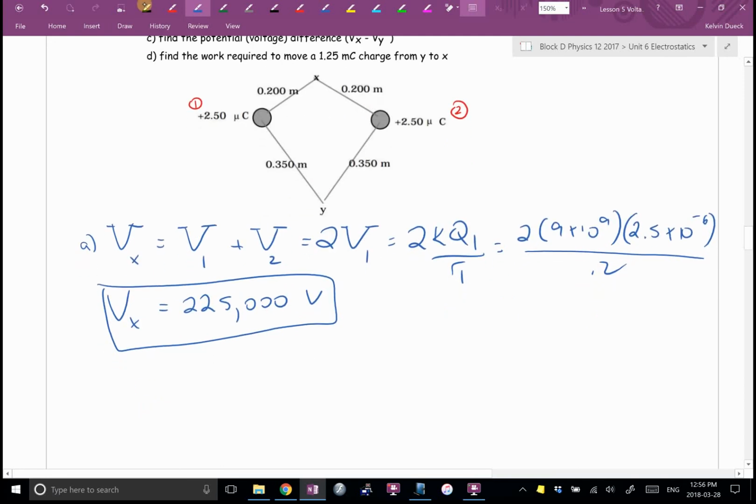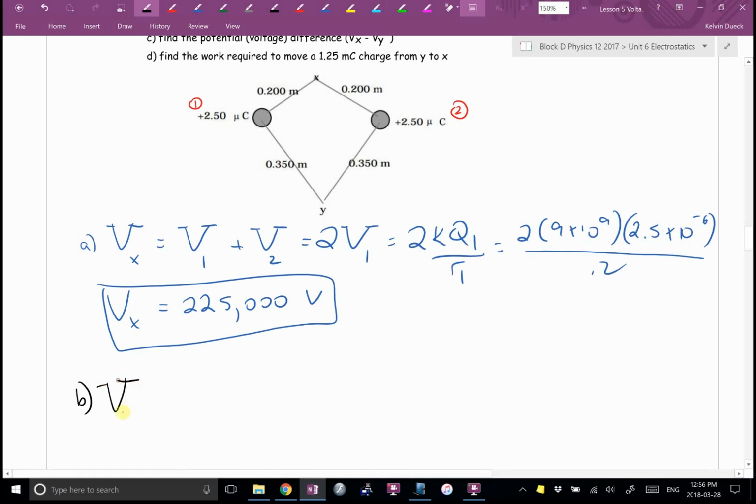Mitra, what does B want me to find? Potential at point Y. I think I can walk through exactly the same procedure because both distances are identical and both charges are identical. If they weren't, I would find each one separately and just add them together, but let's be clever. So I'm going to say this.